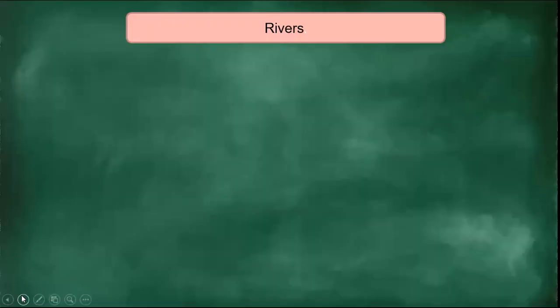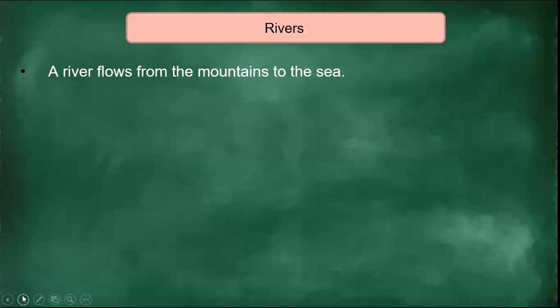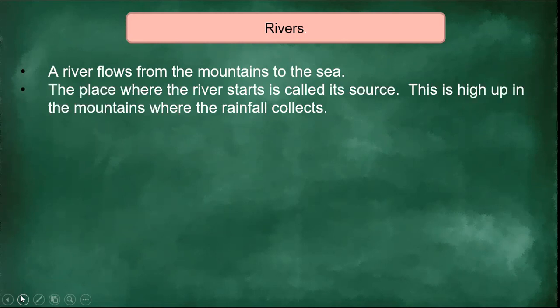So now we are going to look at rivers. A river flows from the mountain to the sea. The place where the river starts is called a source. From up there in the mountain, the place where the river starts, we call it a source. This is high up in the mountain where the rainfall collects, okay?